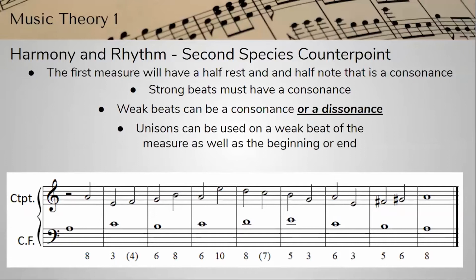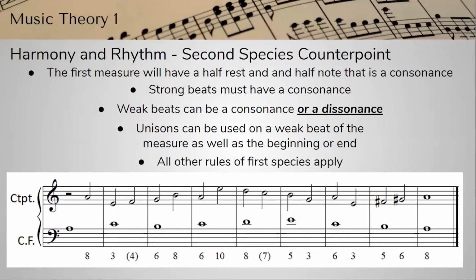Unisons, since again we have weak beats to work with, aren't as striking on a weak beat, so we can use unisons anywhere in the counterpoint, not just the beginning and not just the end. We can use them anywhere we want as long as it's on a weak beat. So they can go on the second beat, the second note of the measures, if we need them to.